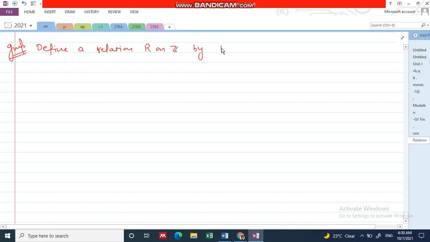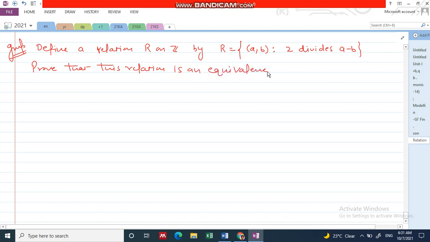In this relation, we take those elements such that 2 divides a minus b. Prove that this relation is an equivalence relation. Okay, so before we solve this question, what I want you to first learn is the definition of divisibility.